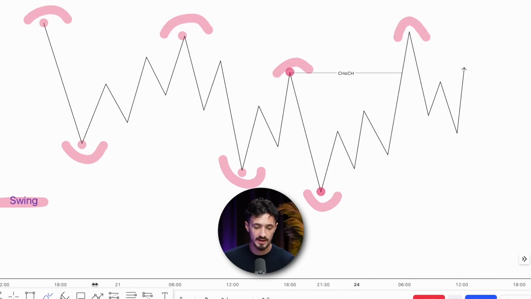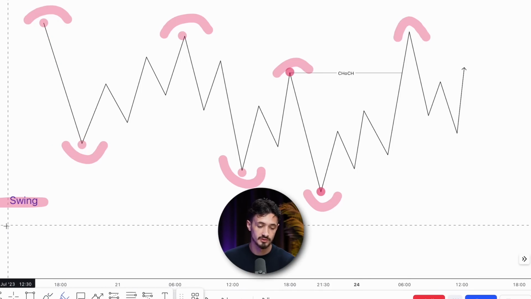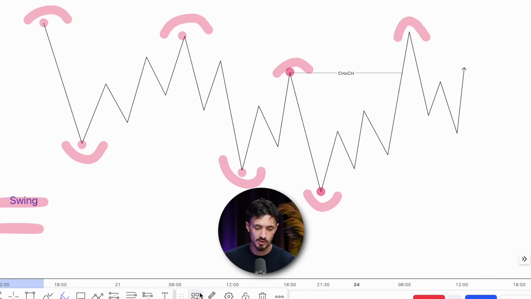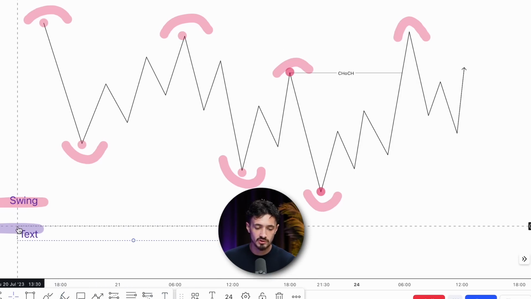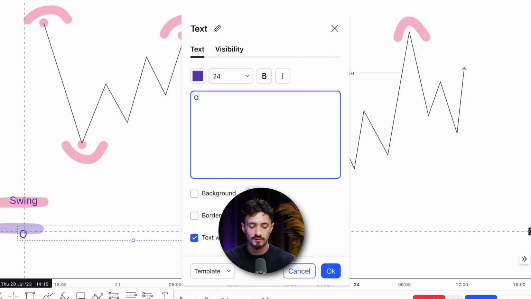Now we're going to take a look at the second type of structure, and we're going to color code our second type of structure in purple. Our second type of structure is what we call order flow, right? Order flow.